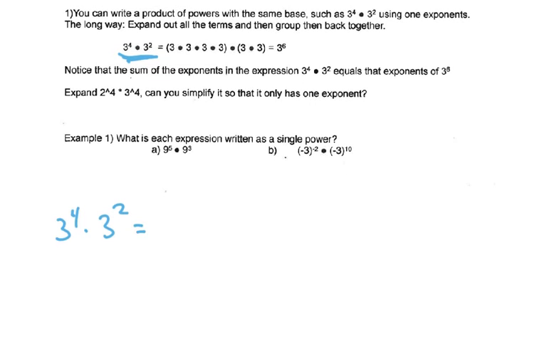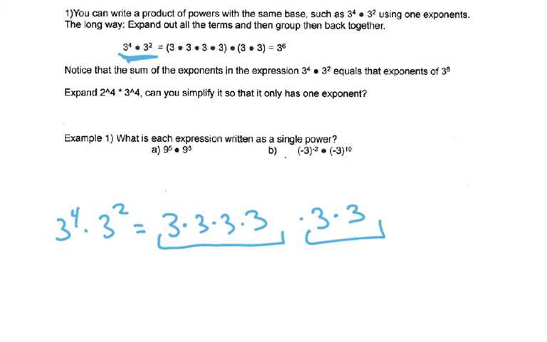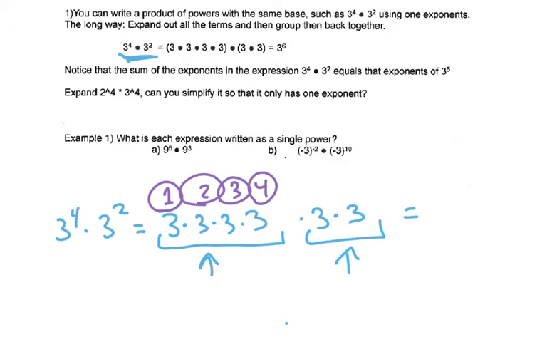Well, we know what 3 to the 4th means. 3 times 3 times 3 times 3, 4 times, right? And what does 3 squared mean? 3 squared means 3 times 3, 2 times. So if we see that we have 3 4 times here, and 2 times here, well, that means we have a total of how many 3s? Well, literally, I'll count. 1, 2, 3, 4, 5, 6.